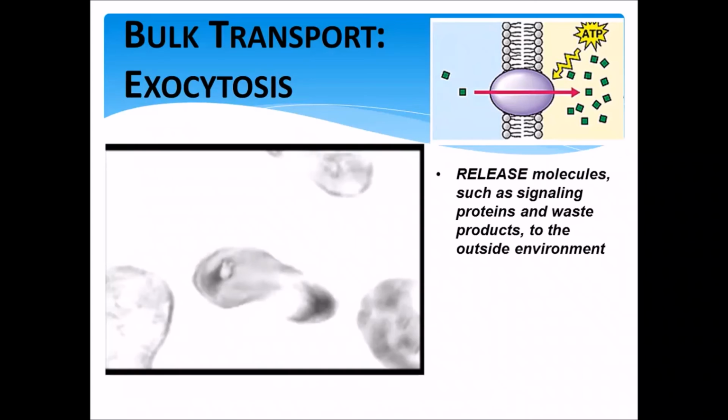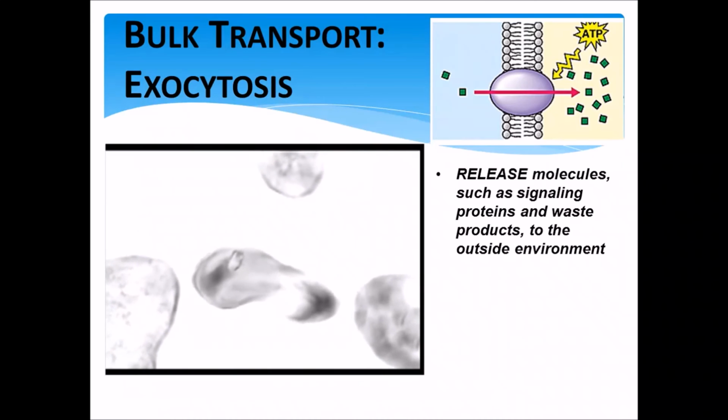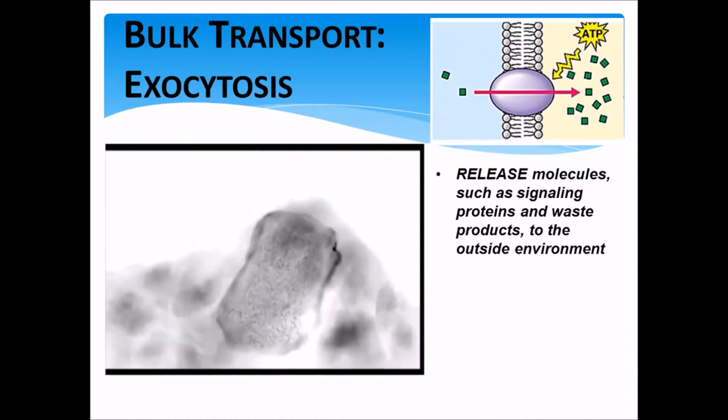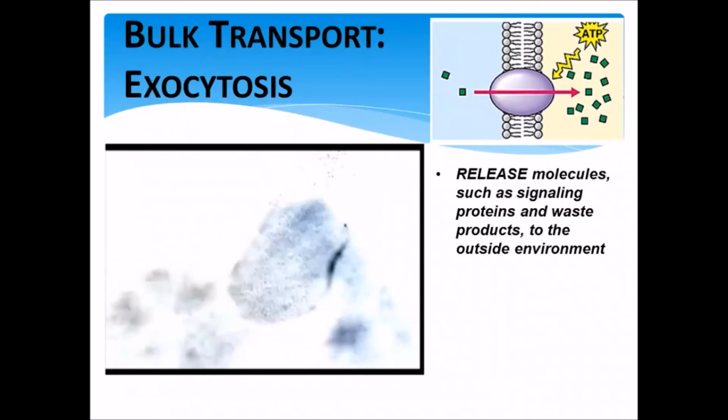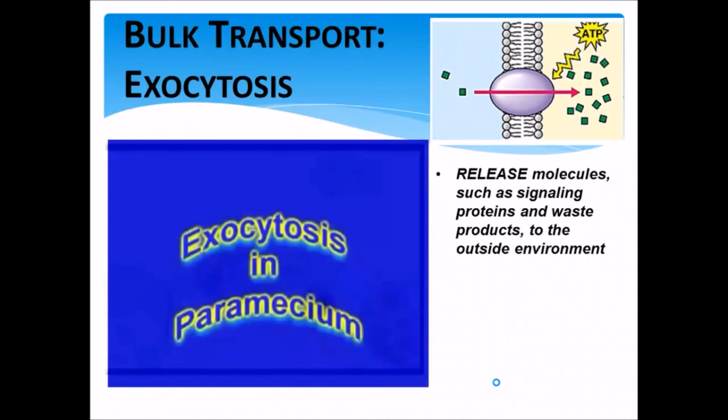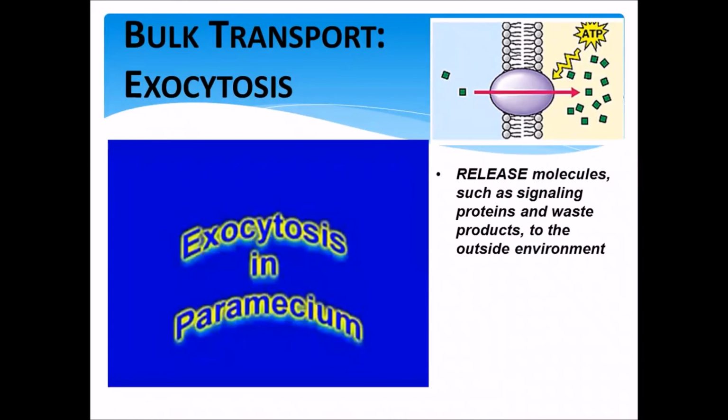These vesicles are transported to the edge of the cell where they can fuse with the plasma membrane and release their contents into the extracellular space. This is how large molecules like proteins, which cannot pass through a plasma membrane, leave the cell. The process of exocytosis enables the cell to pass its material out of the cell. This video shows a paramecium expelling waste.